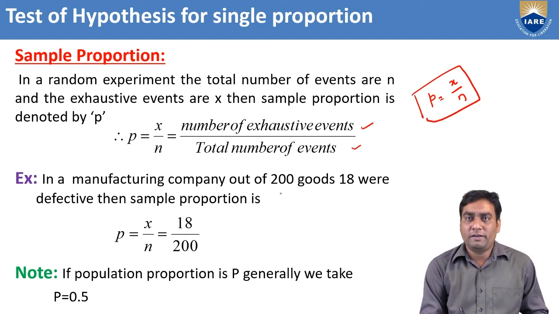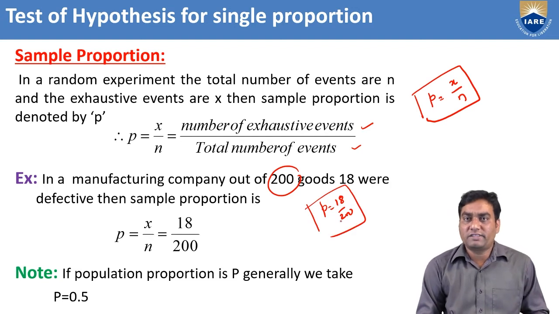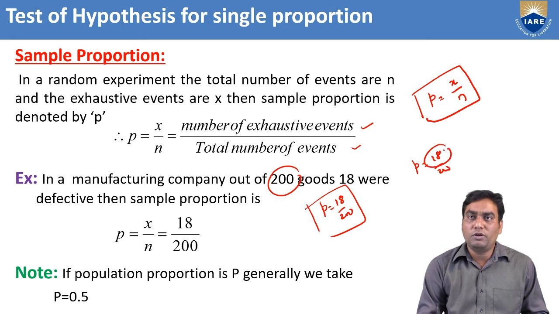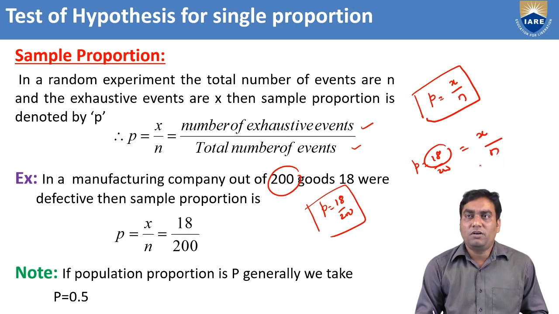Simple example: if a manufacturing company has, out of 200 goods, 18 defective. In this case, what is the sample proportion? 18 by 200. That means it is the proportion of defective. Sometimes in a manufacturing company, out of 200 goods, 18 were good goods. In that case also, p equal to 18 by 200. Either it may be good or bad, we can take the total exhaustive events, which is denoted by X, by the total number of events.